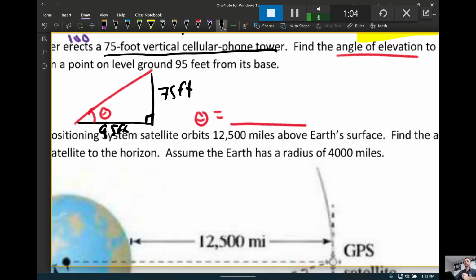How did you find your angle in this question? Using inverse tangent. Okay, so why tangent? Because you're getting the opposite and adjacent. Okay, if you're given opposite and adjacent, it's still tangent. Why inverse tangent?